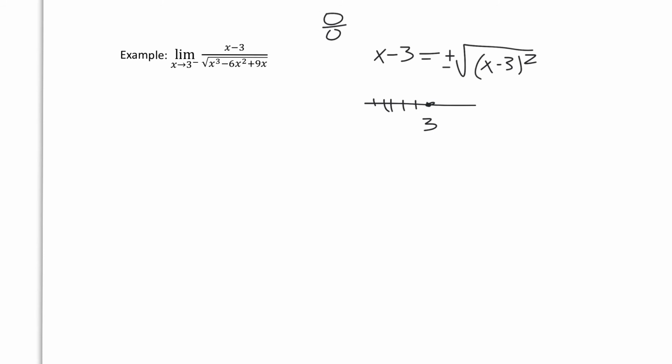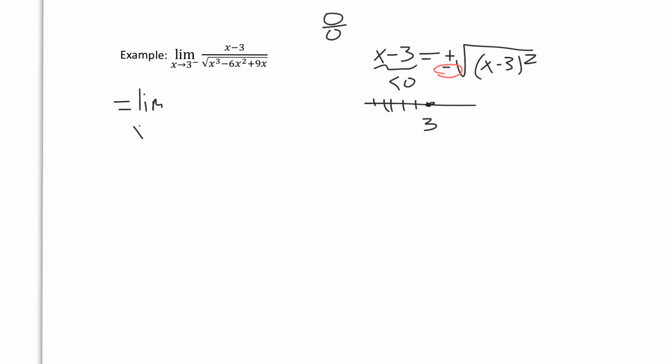Is it going to be positive or negative? Well, this quantity is going to be negative, less than 0, which means we take the negative portion of our square root. That's how we know whether to take the positive or the negative. Okay, so that was a bit of work on the side. How does that help us?